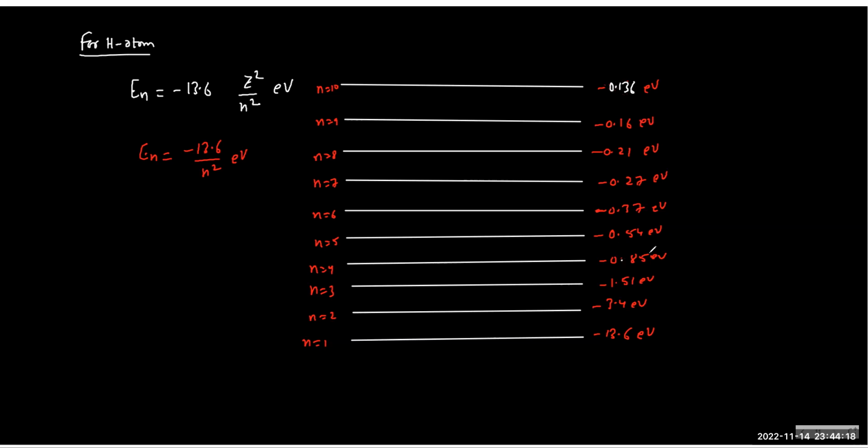So close your eyes. 13.6, 3.4. Because the first difference is known to everyone. The third is 1.51. I'll tell you if you're getting confused whether it is 1.51 or 0.54 or 54. So 4 comes afterwards. So 51 is before and 54 is after. That's why I remember 51 comes before. So 13.6, close your eyes, everyone. 13.6, 3.4, 1.51, 85, 54, 37, 27, 21, 16, 136.